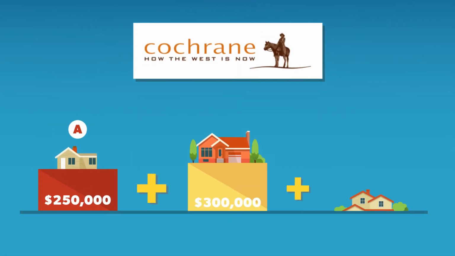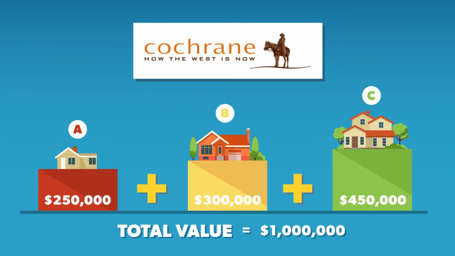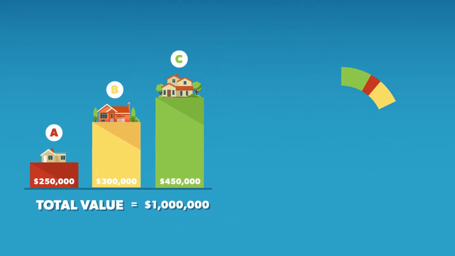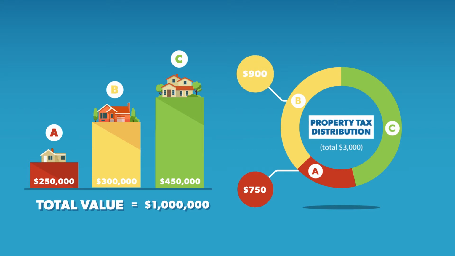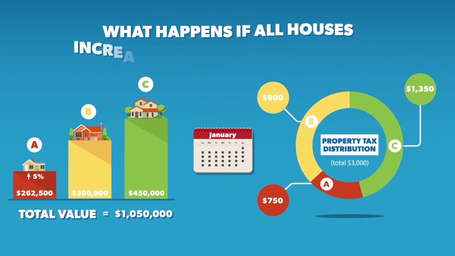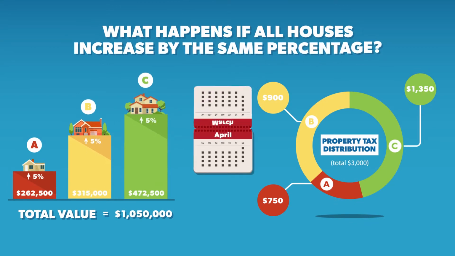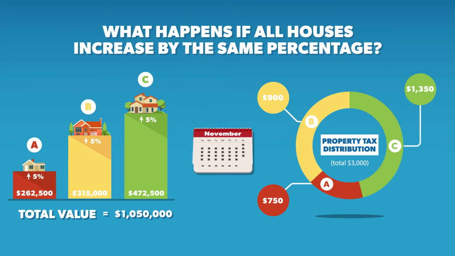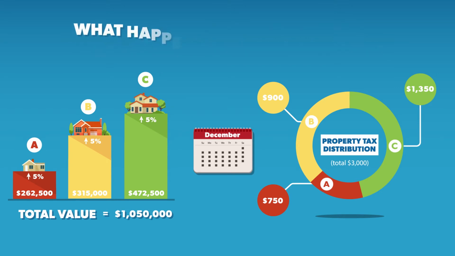Let's imagine Cochrane has 3 houses of varying assessed values. Each house will need to pay taxes based on its portion of the total assessed value of all 3 houses. Now, let's say a year goes by and the current market conditions see all of the assessments increased by the same percentage, 5% in this case. The distribution of taxes would therefore remain the same.